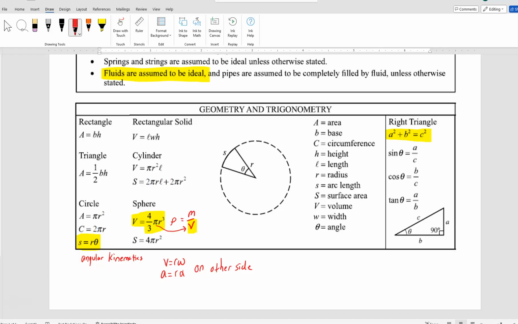And then one other thing that you might need to know is that s equals r theta. That is if you are looking for a certain arc length of this circle, that is equal to the radius here times the angle theta. I know when I taught those, it went along with v equals r omega and a equals r alpha, but those are on the other side, which I will get to in the next video. So those are the most important things.